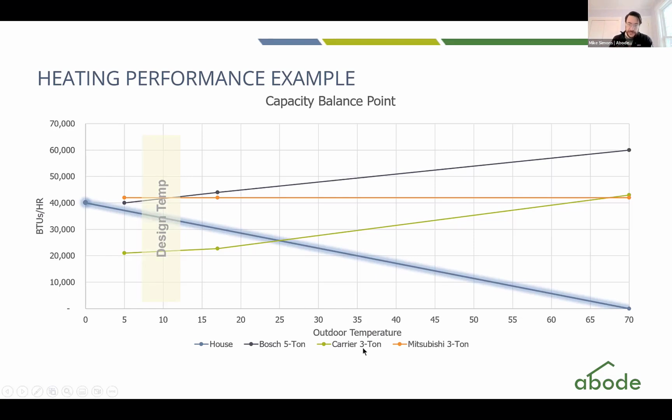Say if we put in a 3-ton system from Carrier or a 3-ton system from Bosch, it would have started off with more heating capacity or heating horsepower than the home would have needed. But because it did have a capacity drop somewhere around 25 degrees, that heat pump could no longer keep up. So the heat pump would need to turn off, and the fossil fuel-based system would turn on. Alternatively, we could have put in a 3-ton system from Mitsubishi or from Fujitsu or LG or Gree, and that is always going to have more heating capacity than the home would need.